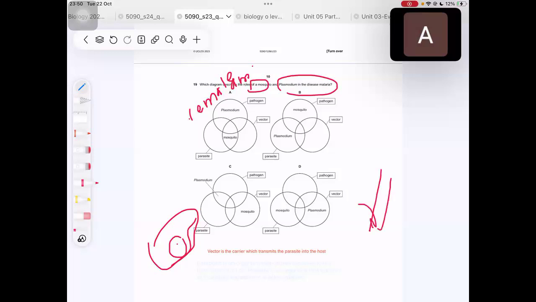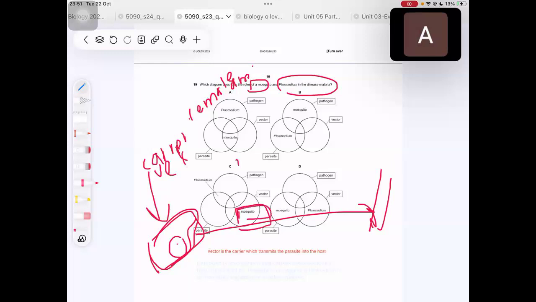Into the human blood. So you can see this mosquito is just an innocent animal, right? But he is the one who is carrying that parasite, the plasmodium, into the blood of the humans. Anything which carries a parasite or a pathogen, you refer to it as a carrier or a vector, right? So mosquito will be the vector. Mosquito is not the pathogen. Mosquito is not the parasite. Mosquito is the vector. You can see only in C they have referred to the mosquito as the vector.